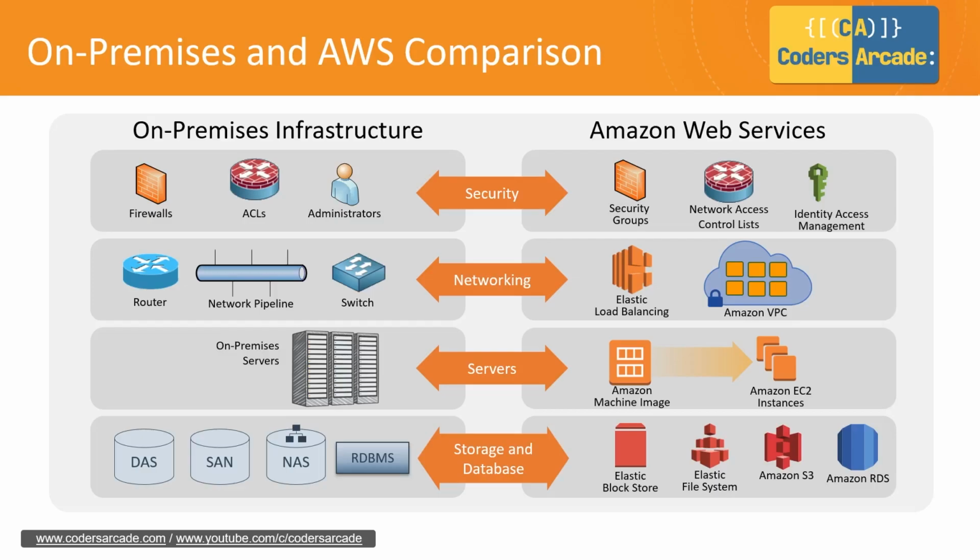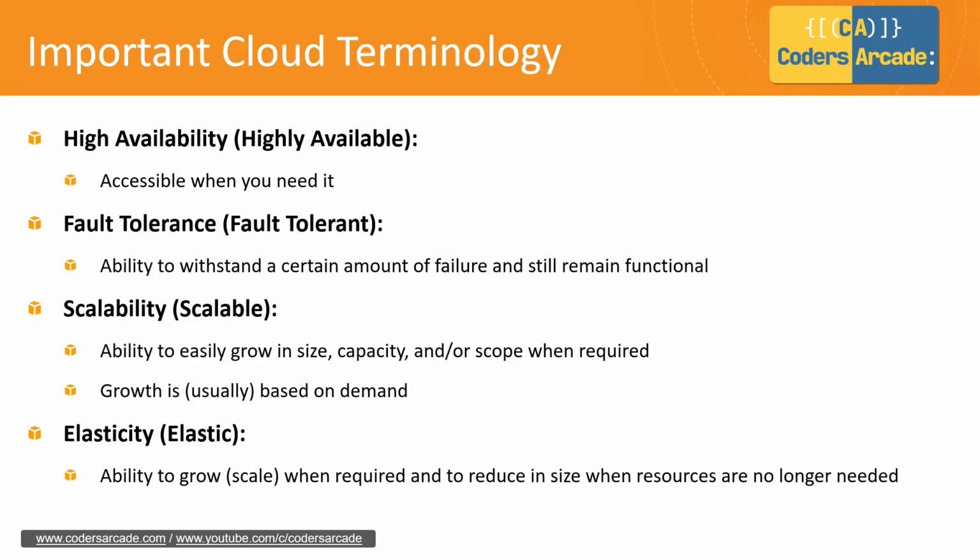And now let's talk about some important cloud terminologies. You can see here we have high availability. That means highly available. It refers to a resource that is accessible when you attempt to access it. For example, if every time you go to the ATM to make a withdrawal, it works as expected, the ATM is highly available. However, if you go to use it and there is a sign on the front that says out of order, it is not highly available. Correct? I hope you got the point.